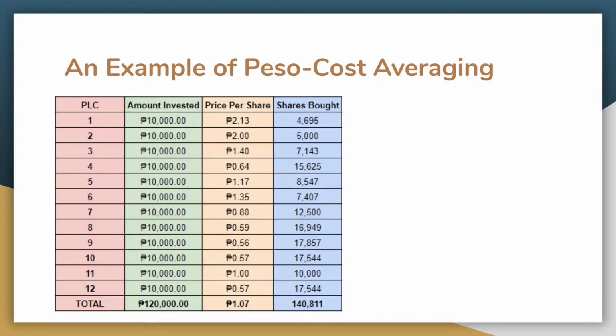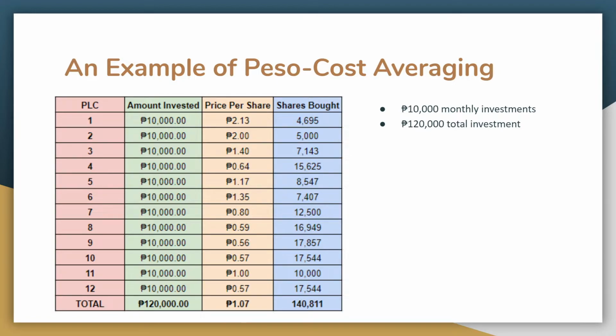Then every month you're gonna put in 10,000, and as you can see here, the total is 120k. That's for 1 year, so that's for 12 months. And then you have one row here on the third row, price per share. So that's the difference that peso cost averaging is making.